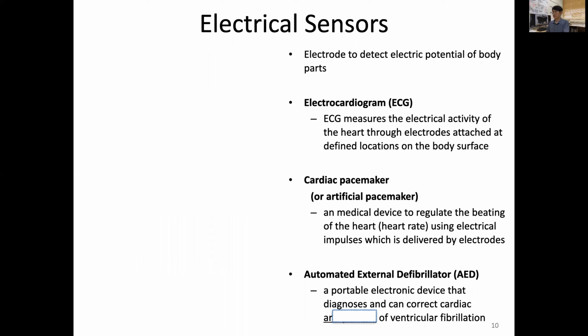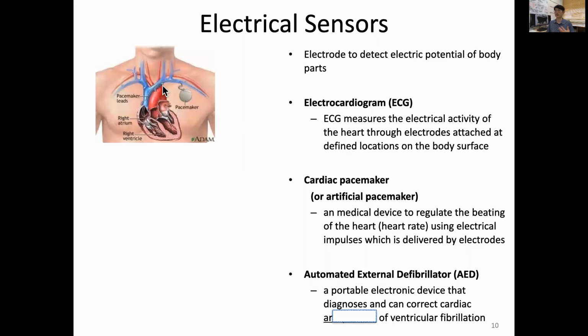So let's start with the electrical sensors. We can use electrodes to detect the electrical potential of our body parts, especially the heart, which we call electrocardiogram, or ECG or EKG. ECG measures the electrical activity of the heart through electrodes placed non-invasively on the surface at defined locations of our body. You've already seen this ECG.